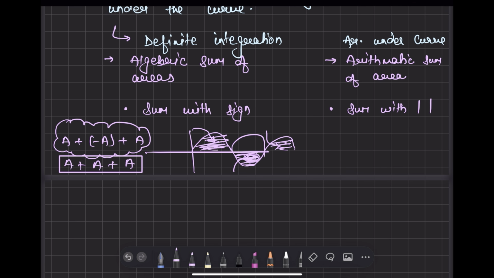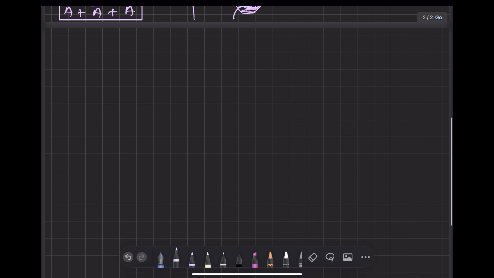Means every area will first be taken as a plus sign. Suppose that after doing integration you got minus 5. So in definite integration you will be writing minus 5, but in area under curve you will be writing plus 5. Okay, I hope this idea is clear to you guys.